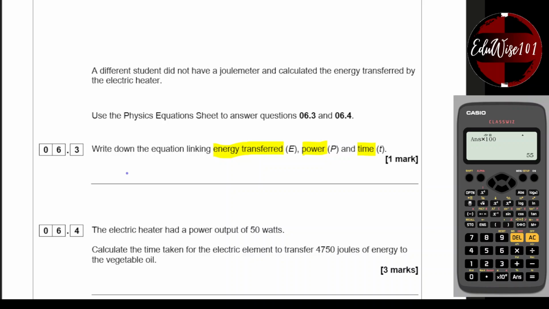It says power equals energy transferred divided by the time. Or you can write the simple equation, power equals E over T.